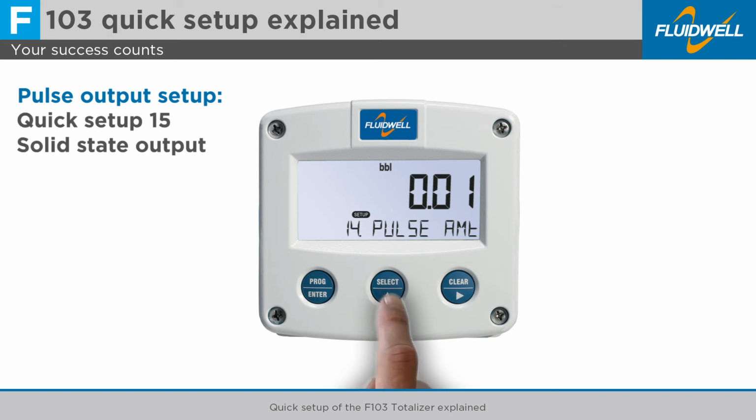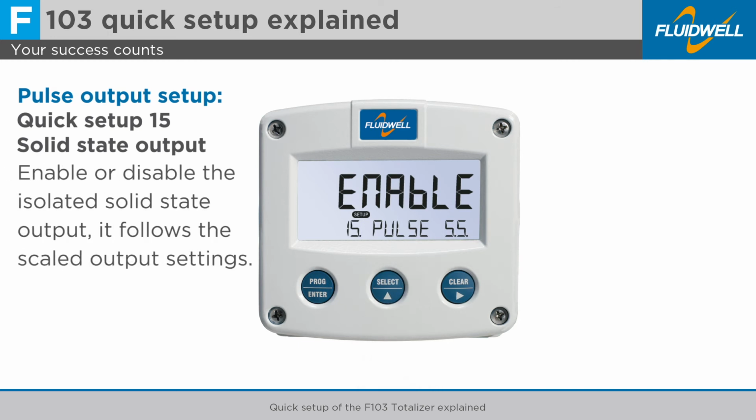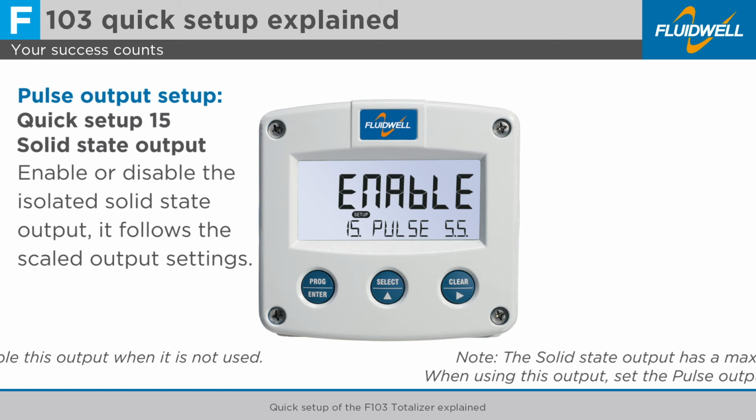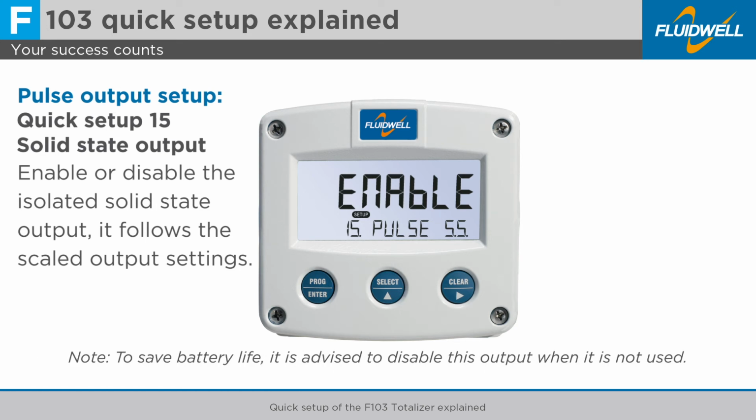Quick Setup 15. Here you can enable or disable the isolated solid-state output. When enabled, this output will follow the scaled output as set in Quick Setup 13 and 14. Please note, the solid-state output has a maximum frequency of 50 Hz. When using this output, set the pulse output frequency to 50 Hz or lower. To save battery life, it is advised to disable this output when it is not used.